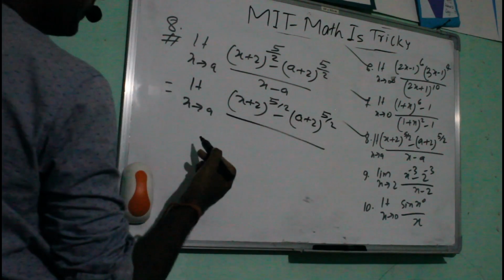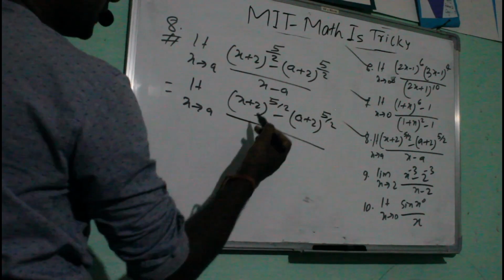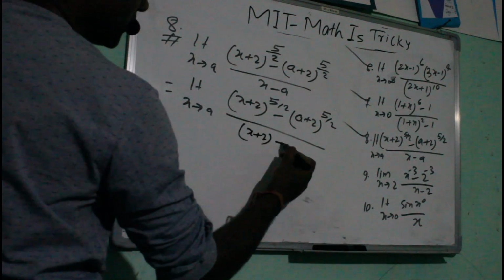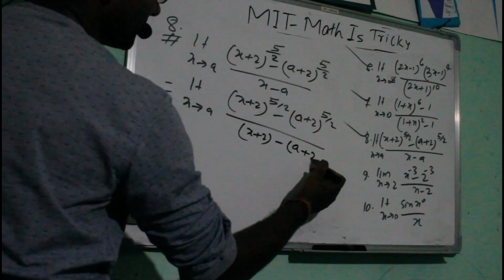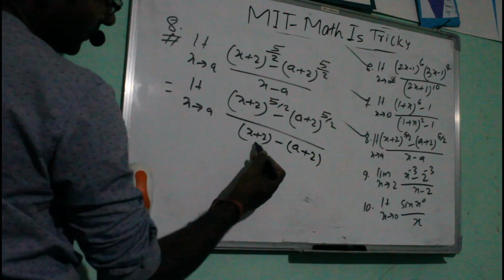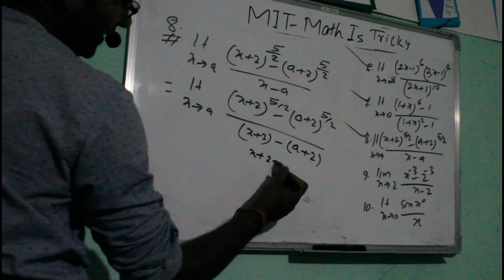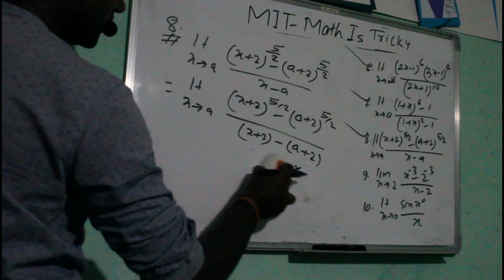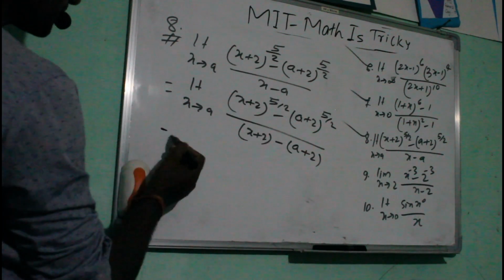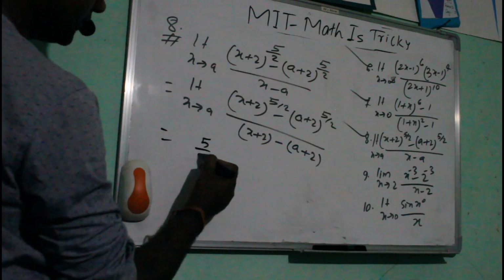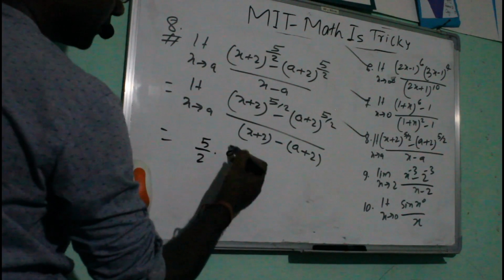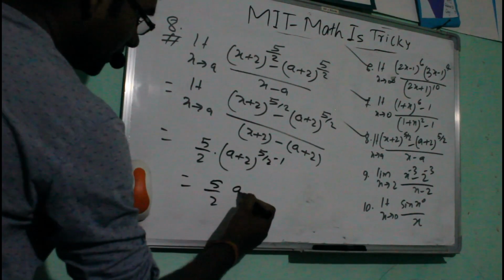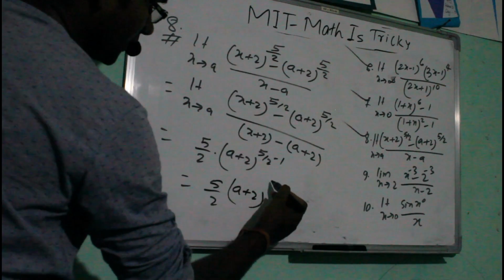Just arrange the denominator so that it goes in the formula. Let's write like this: x plus 2 minus (a plus 2). After simplification, you can see we are getting x plus 2 minus a and minus 2. So this is cancelled, we are getting the same thing. So now we can use the formula. We will be getting 5 by 2 and then (a plus 2) power 5 by 2 minus 1. So we are getting 5 by 2 (a plus 2) to the power 3 by 2.